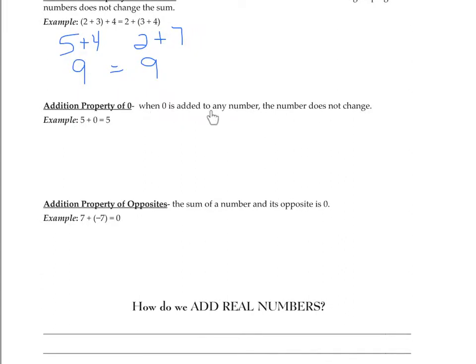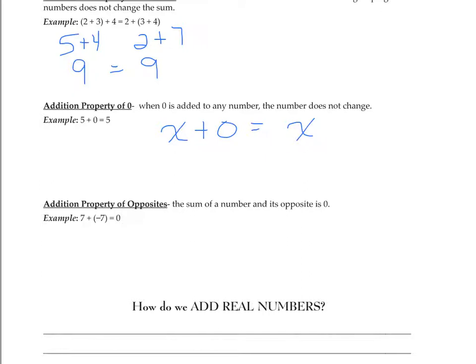The addition property of 0: when 0 is added to any number, that number does not change. 5 plus 0 is 5. Any number plus 0 is that same number, even if it's actually a variable. So it doesn't matter what the number is.